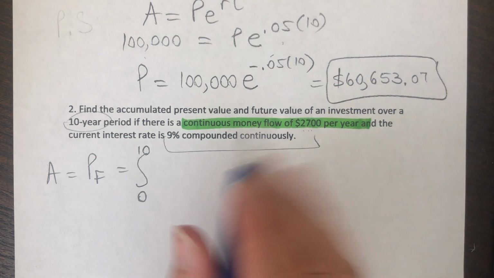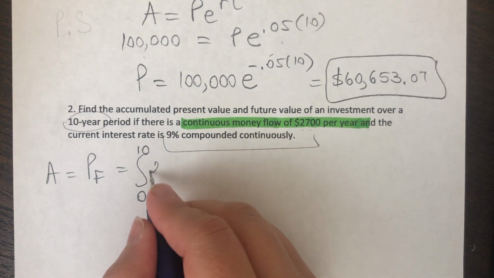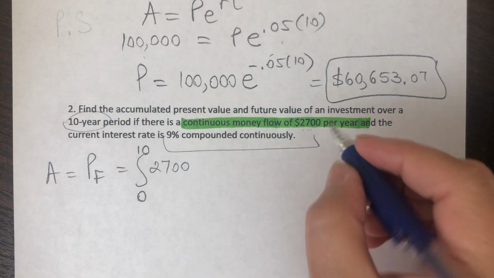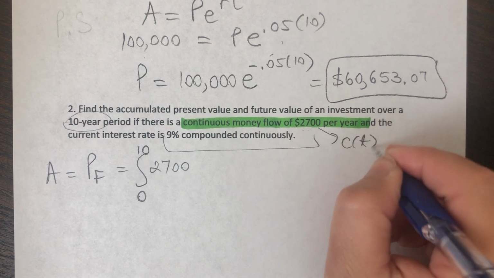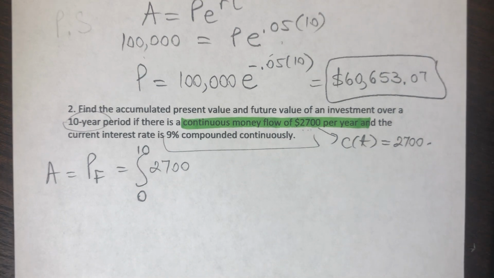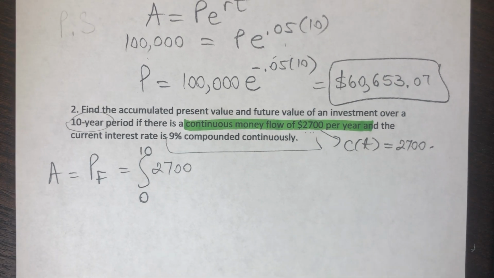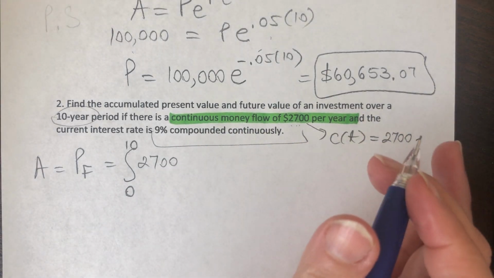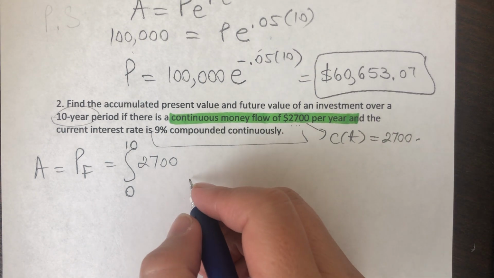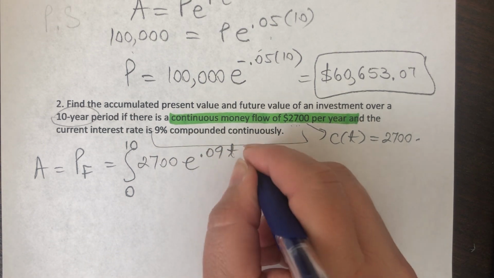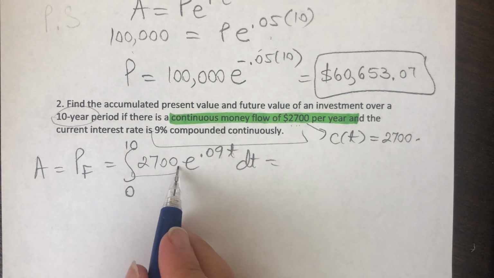Except P is not a fixed amount that we leave there for 10 years. But we're getting 2,700 per year. That's your C of t. That's the continuous flow. It's constant, but it's per year, right? So every 1 year, 2,700. After 1 year, after 2 years, you just keep adding on 2,700, January 1st, let's say, of every year for 10 years. e to the 0.09 t dt. Okay, so we can do that because this is a constant.